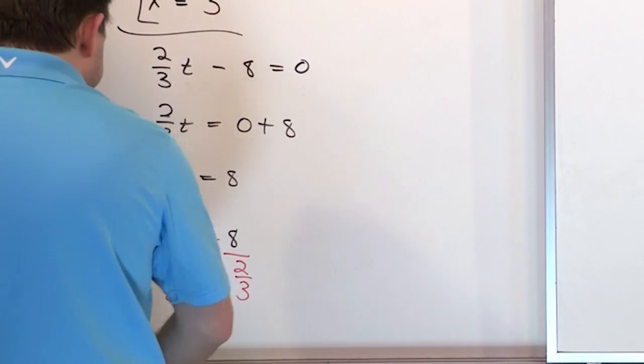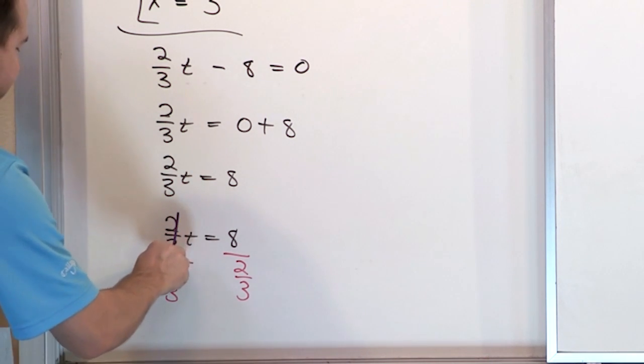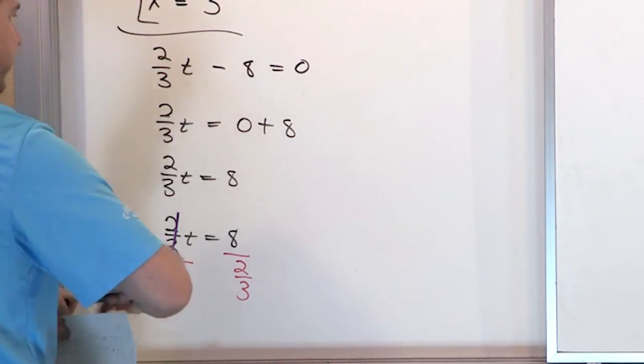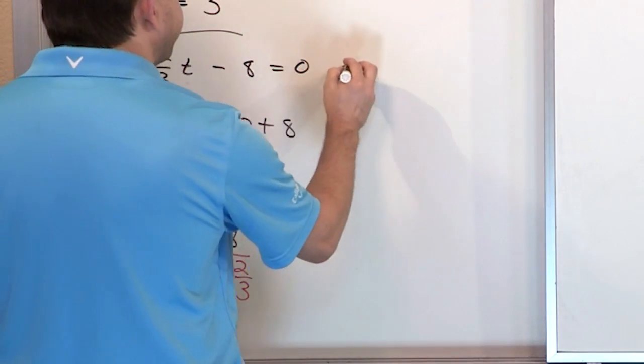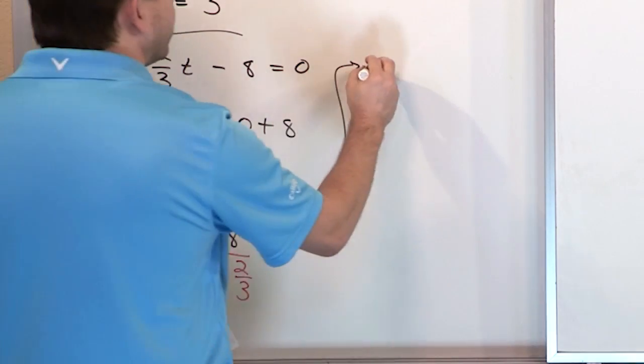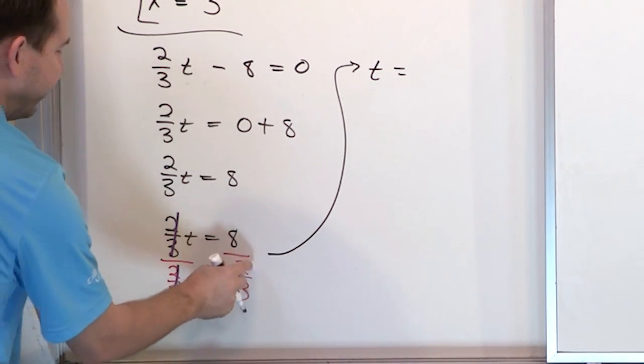When I do that, 2/3 divided by 2/3, it does the same thing. It cancels and gives you 1 there. So let me continue the solution over here. On the left-hand side, all we have is t. And on the right-hand side, what do we have? We have 8 divided by 2/3.